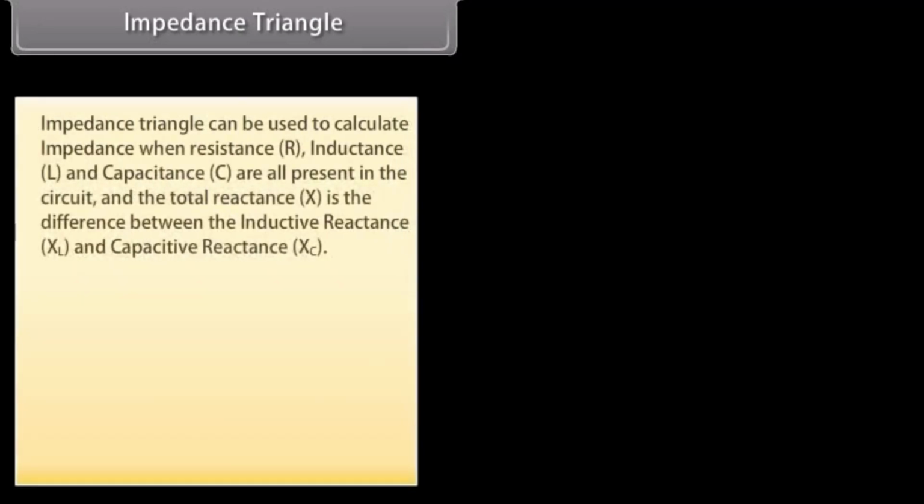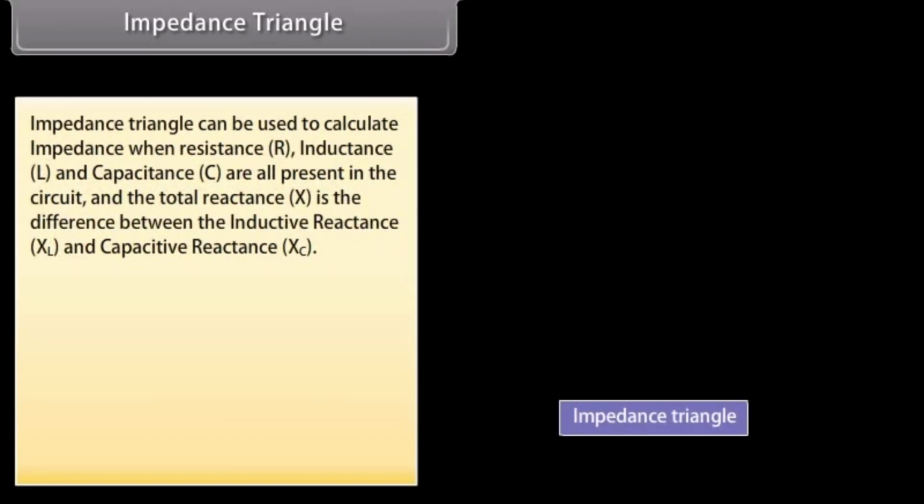Impedance triangle. Impedance triangle can be used to calculate impedance when resistance, inductance, and capacitance all are present in the circuit, and the total reactance is the difference between the inductive reactance and capacitive reactance. Z is equal to under root of R square plus XC minus XL square.